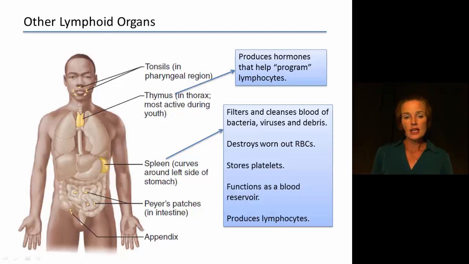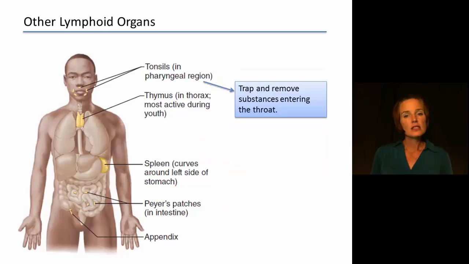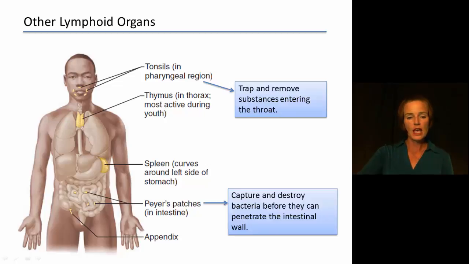The thymus is going to be responsible for producing hormones that help program the lymphocytes, so they will need programming before they can really function. Other parts, the tonsils, are responsible for trapping and removing substances from entering the throat. And then another one is what we call Peyer's patches. These are responsible for capturing and destroying bacteria before they're able to penetrate the intestinal wall.